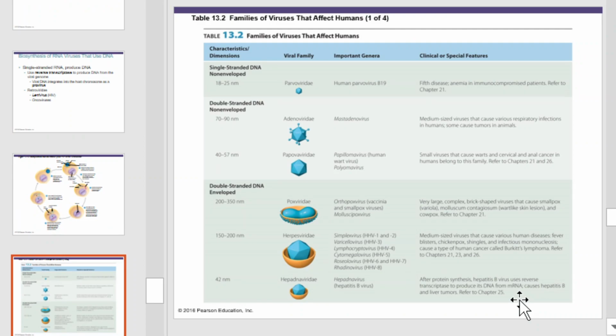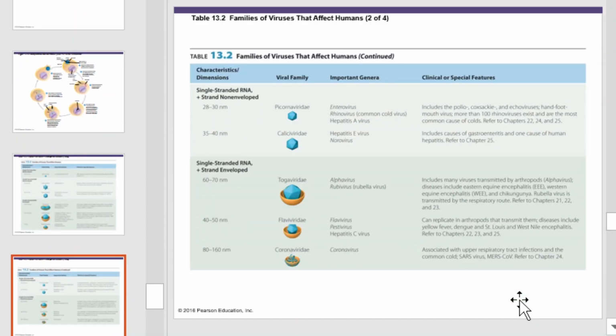This table shows the families of viruses that affect humans. You have the characteristics, viral family, important genera, and clinical or special features listed column by column for your consideration.